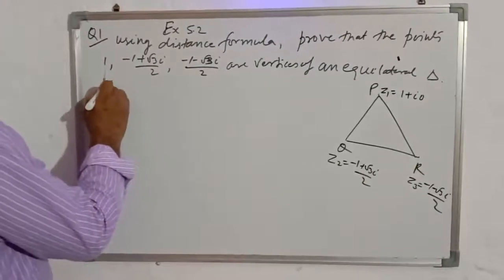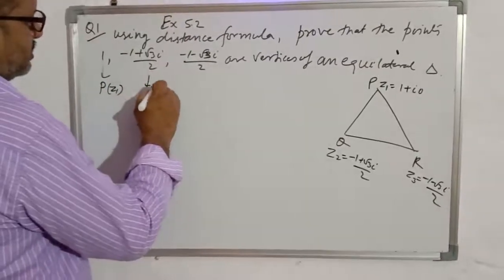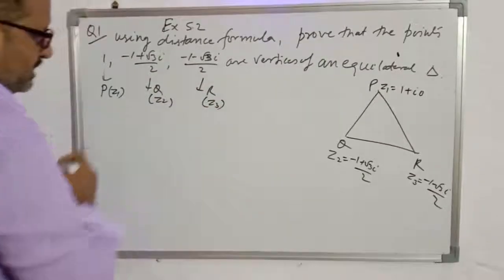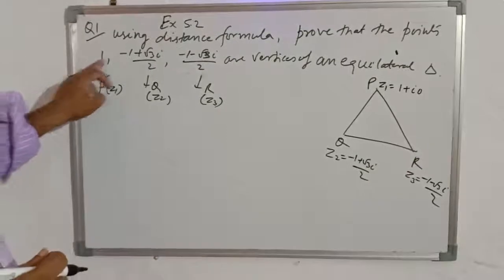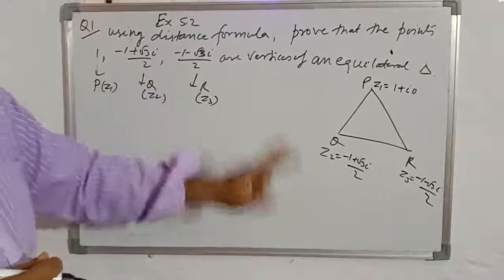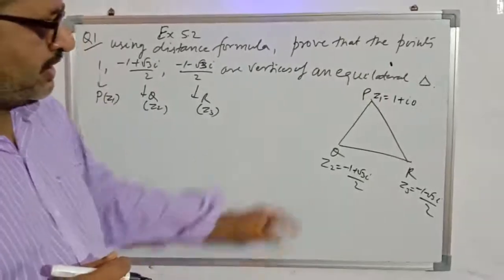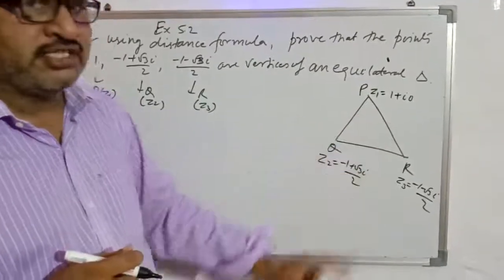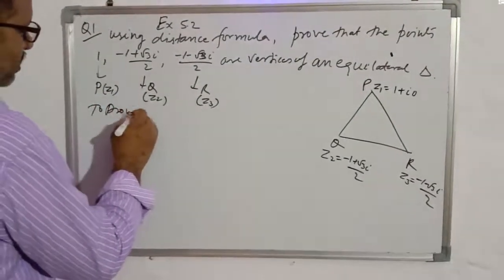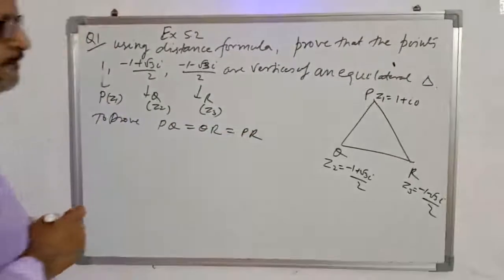Let this point 1 be represented by point P and the complex number is Z1. This is Q, the complex number is Z2. R, the complex number is Z3. Let Z1 be equal to 1, and 1 means 1 plus 0i. Z2 is equal to this, Z3 is equal to this, and the corresponding points are P, Q, R. We have to prove that it is an equilateral triangle. In an equilateral triangle, we know that all three sides are equal. What do we have to prove? We have to prove that PQ, QR and PR are all equal.